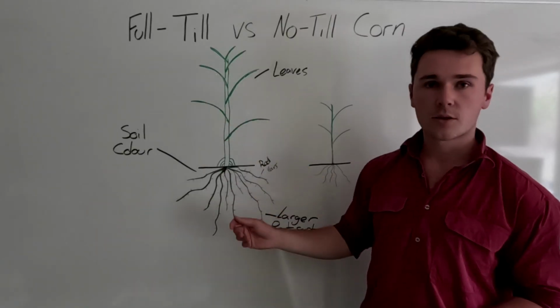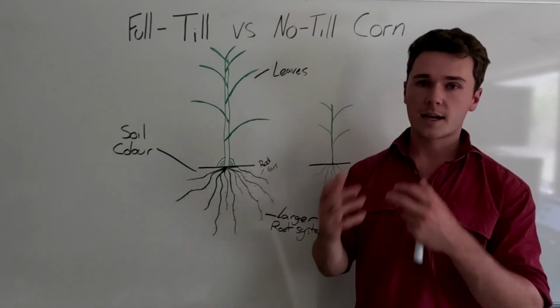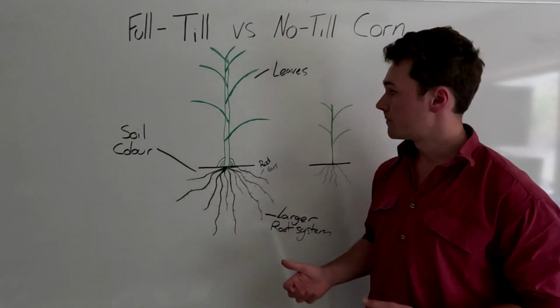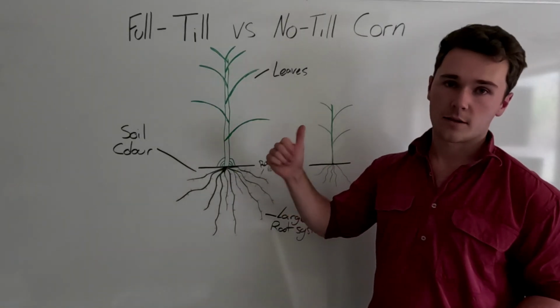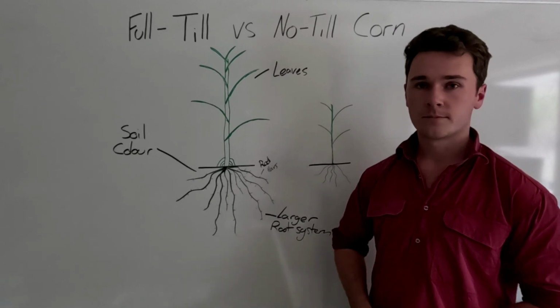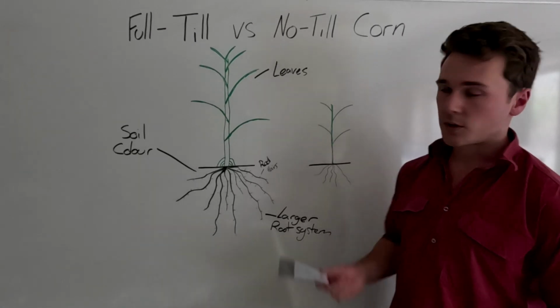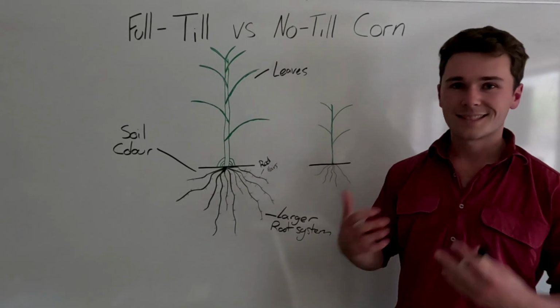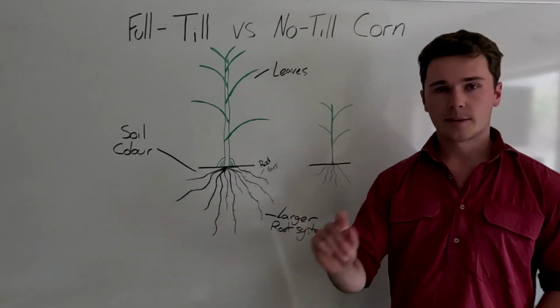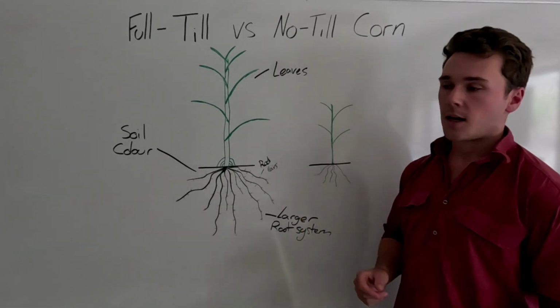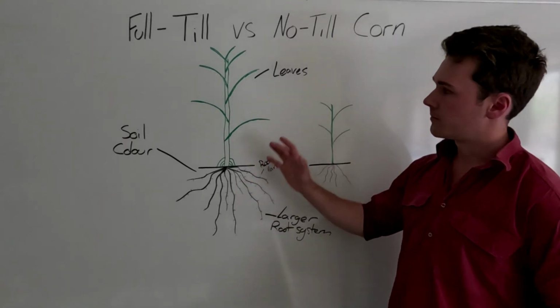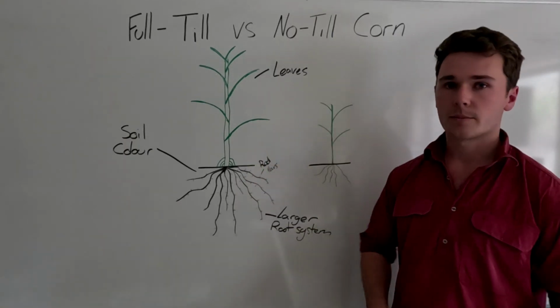Likewise, during the reproductive stage, the plant's going to be drawing those nutrients back up from the microbe pool into the grain, improving the grain fill. Now, unfortunately, the full tillage corn didn't really get any of that benefit. The stem diameter was quite small. So definitely, no-till corn, so much better.